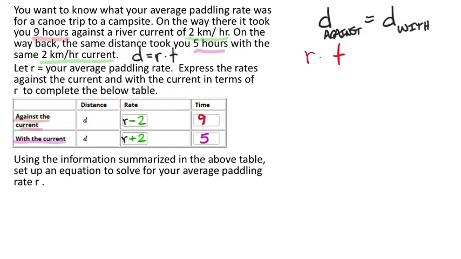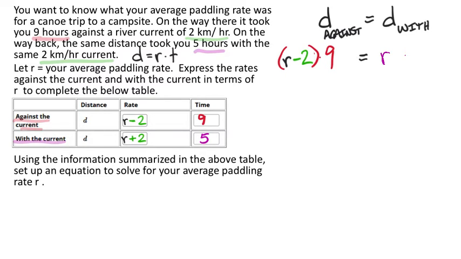Let's start with the rate. Okay, so instead of the rate, I have that expression for the rate, which is my rate of paddling, or yours, and it's against the current, so that's R minus 2. And then we also know that the time it took was 9 hours. So I've got to multiply that by 9. And this should equal then the distance with the current, which again should just be rate times time.